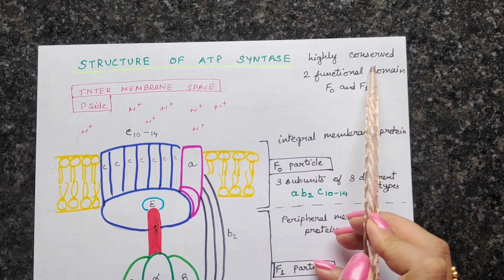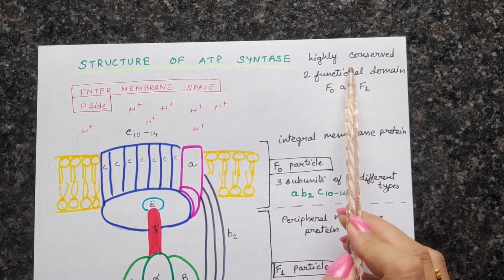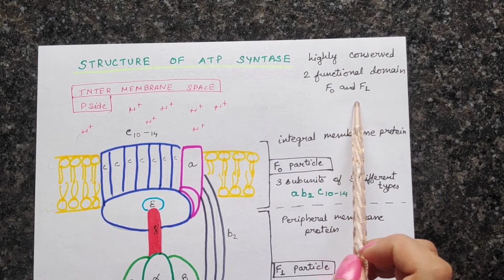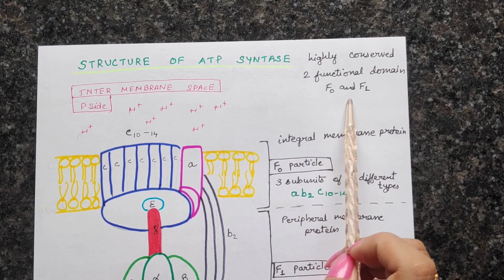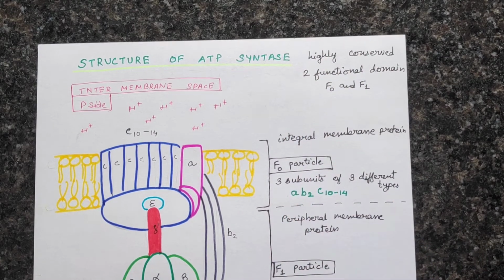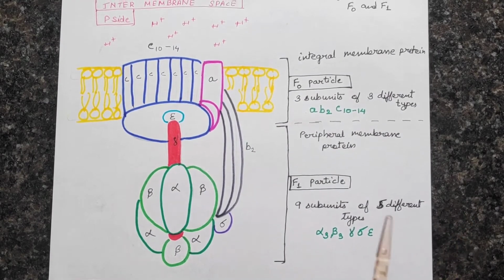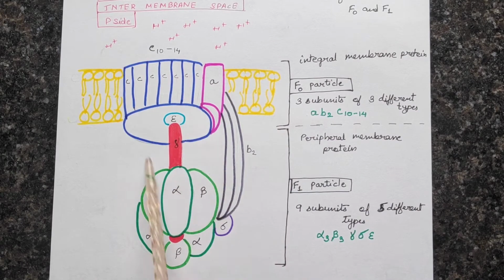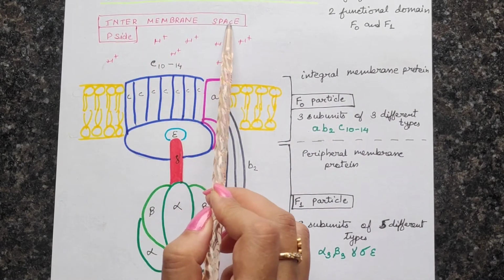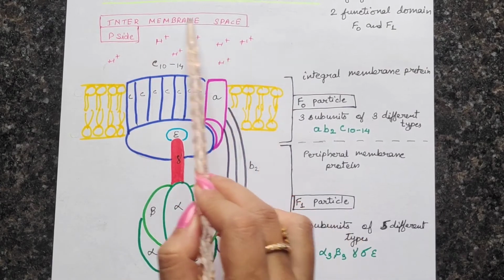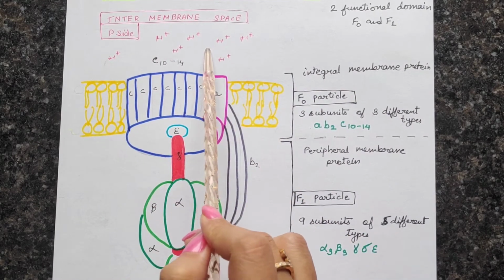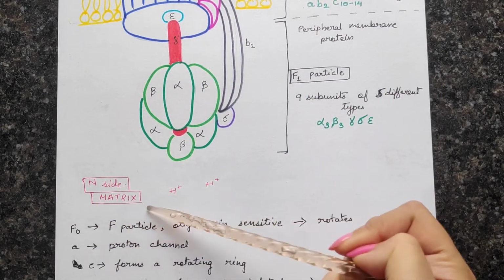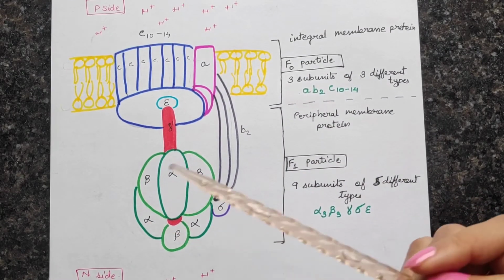So the structure of ATP synthase is highly conserved, and it has two functional domains, which are called F0 and F1. Now, this is the inner mitochondrial membrane on which the ATP synthase is sitting. This is the intermembrane side, that is the P side, having a huge amount of proton concentration because of the respiratory chain, that is the electron transport chain. And this is the matrix side, having very little proton concentration.